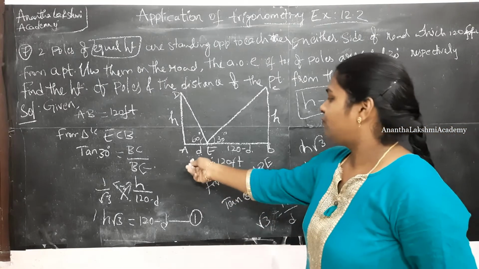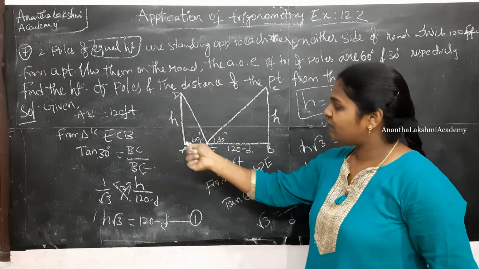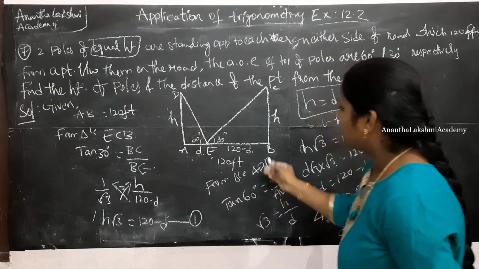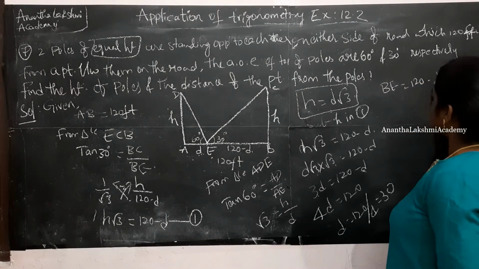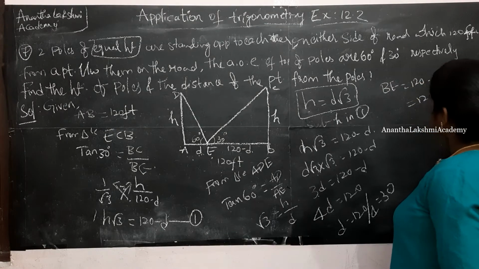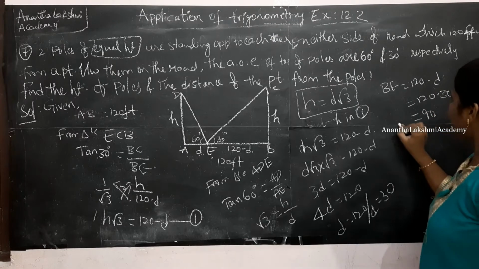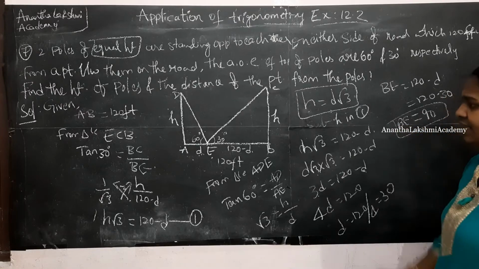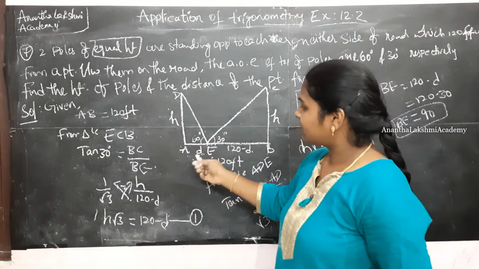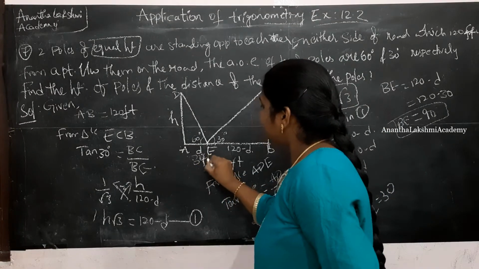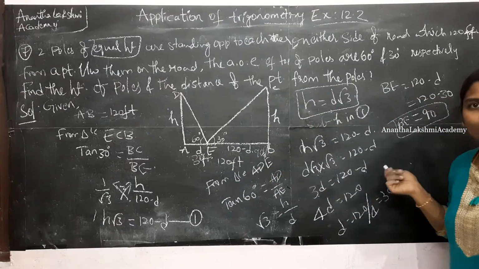Out of the 120 feet width, this point is 30 feet away from tower A, and what is BE? From the other tower, which is 120 minus D, 120 minus 30 is 90. So from the point, tower A is at a distance of 30 feet and tower B is at a distance of 90 feet. That is about problem number 7.